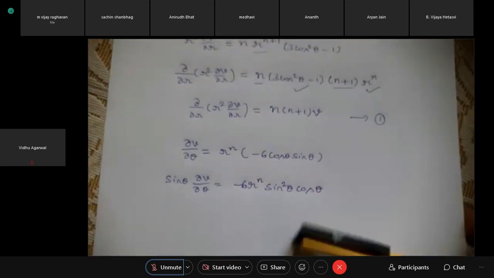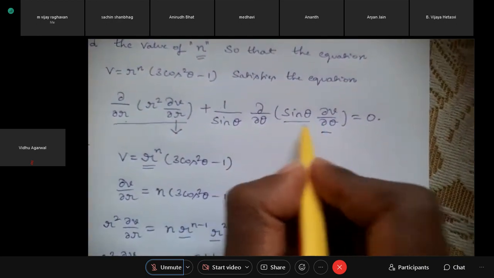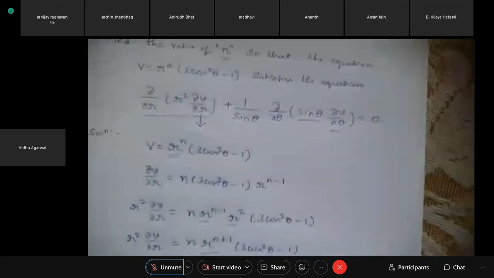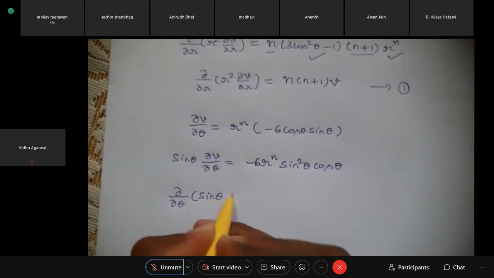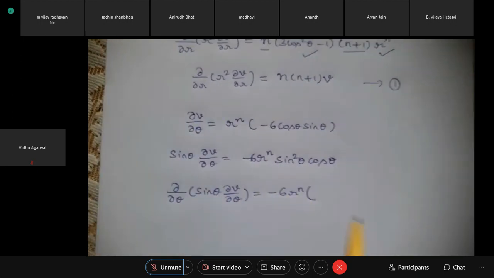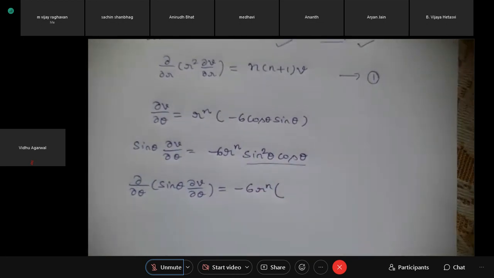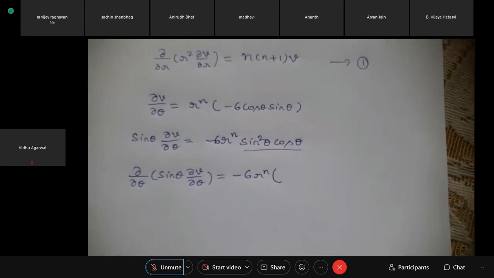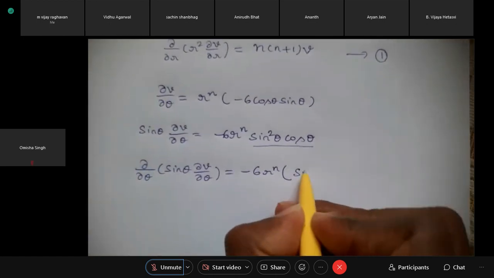Yes, sir. This result has to be now differentiated with respect to which variable? Theta. So let us take dou by dou theta of sine theta dou v by dou theta. Minus 6 r to the power of n will be treated as constant. And now you are supposed to see how exactly the term is given here. Sine square theta into cos theta. Both are functions of theta. How do you differentiate them? Product rule.